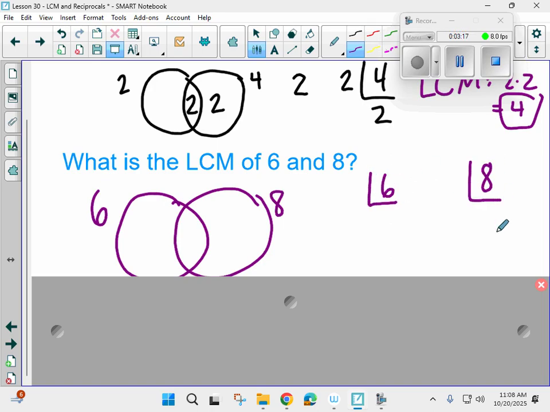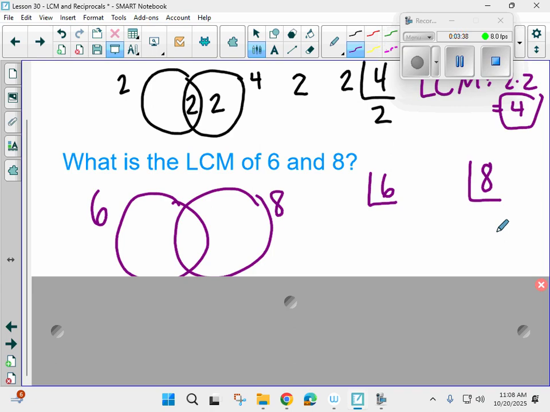Now, some of you guys are confused about upside down division. You only divide by prime numbers, and you start with 2, and you do 2 as many times as you can, and then you do 3, and you do 3 as many times as you can. And what's the next prime number? 5, and then you do 5 as many times as you can, and then 7, and then 11. We don't usually get to those prime numbers.